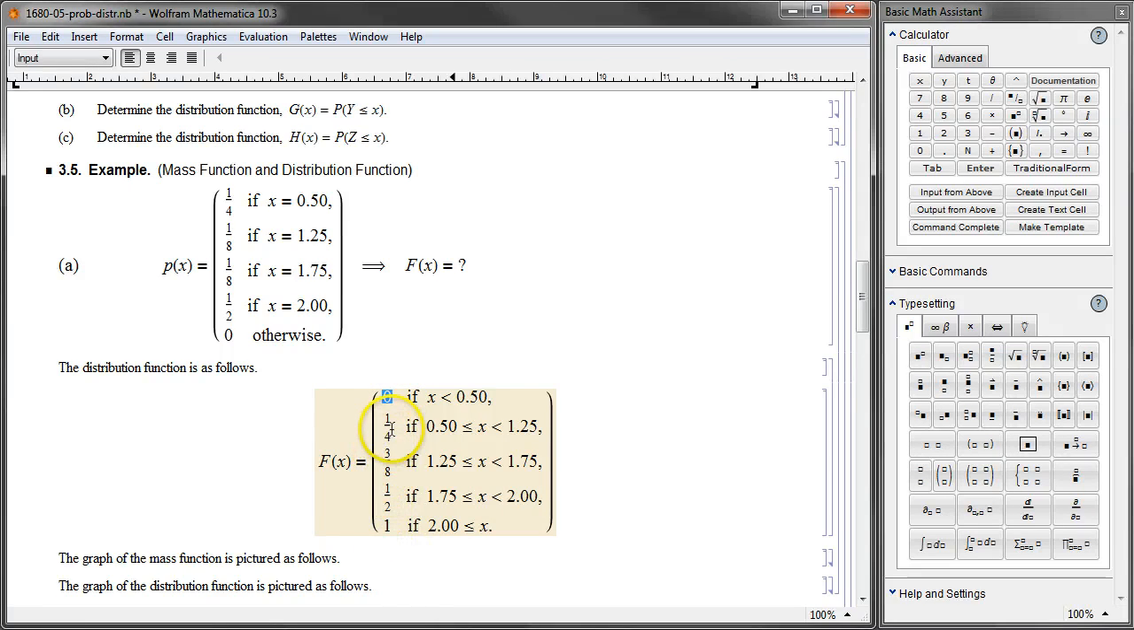Nothing yet. 1/4, only the first one kicked in. 2 of them kicked in, so 1/4 plus 1/8, these two I mean. And then now 3 of them kicked in, these 3 kicked in, so we have the accumulation of 1/2. And finally here, everything kicked in, all 4. We have the cumulative distribution function like this.